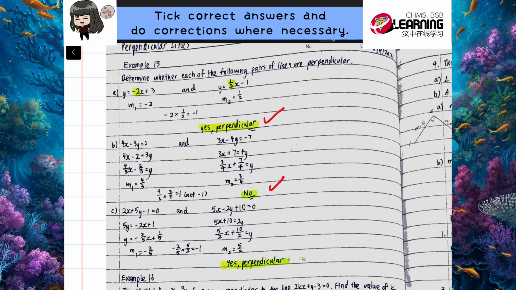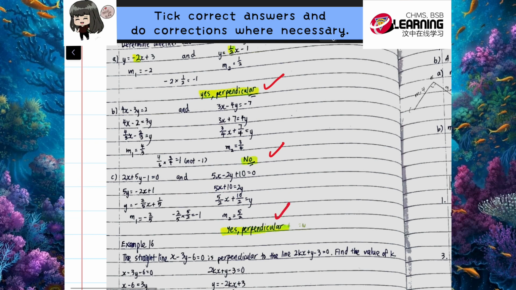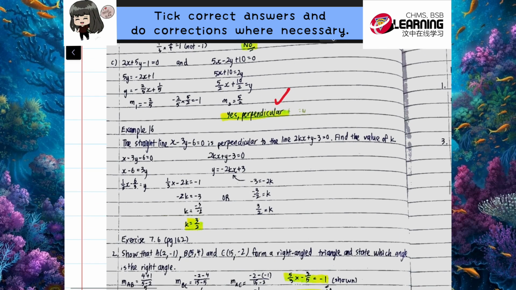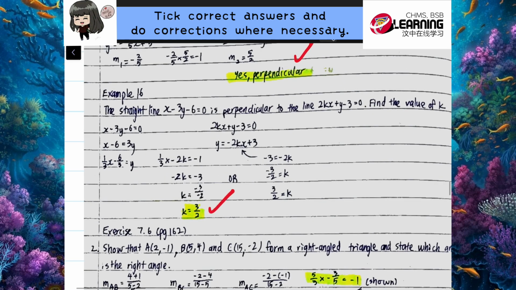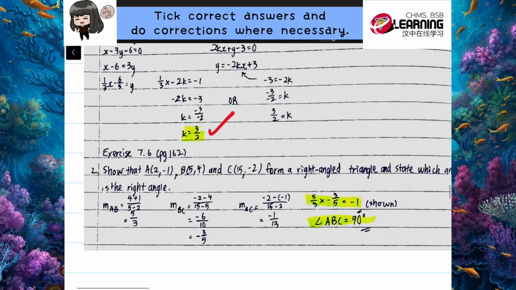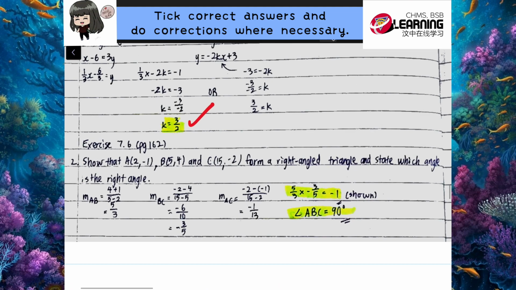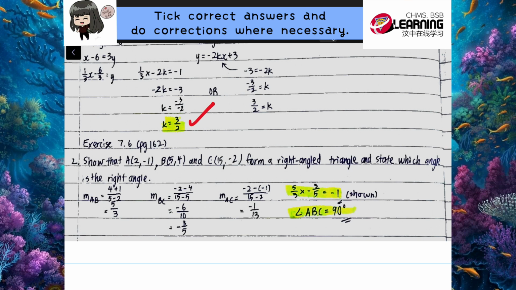Okay, so example 15, A, B, C here: yes, no, yes. Example 16, we have k equals 3 over 2. And exercise 7.6, we discussed already in the previous lesson. Please double check the 5 over 3, negative 3 over 5. And you need to show this one, you must, because they are asking you to show that it forms a right angle triangle.